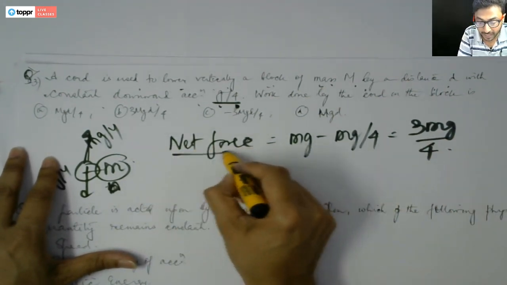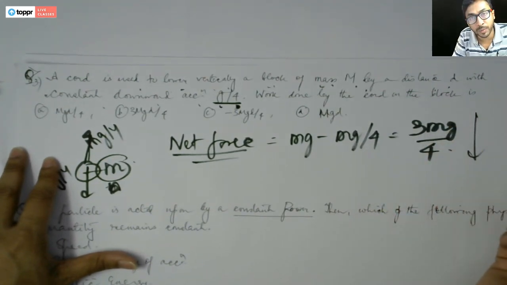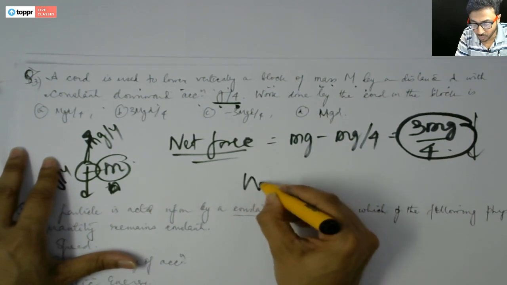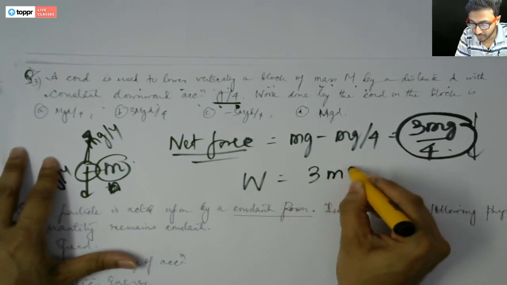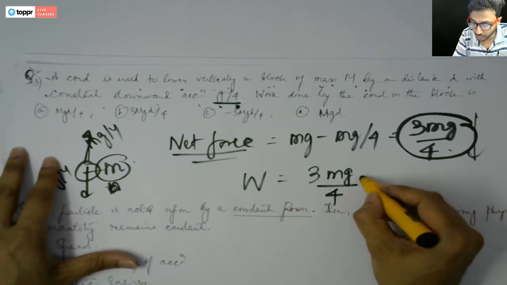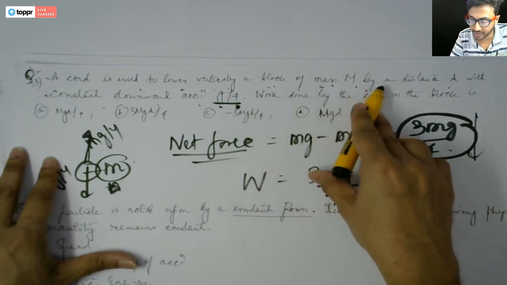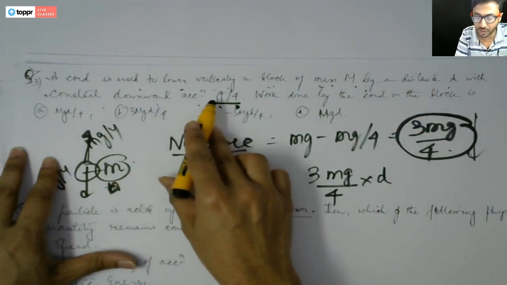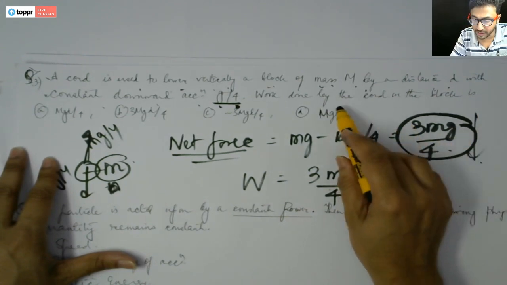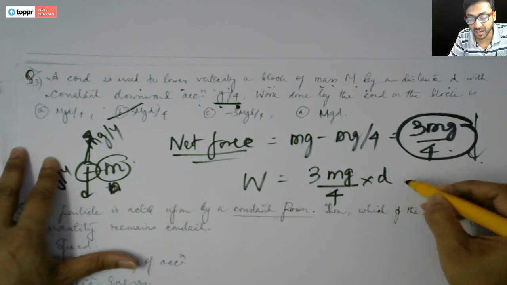The net force acting on the body is in the downward direction. Now what would be the work done? It is nothing but the net force into the distance. So work done is nothing but 3mgd by 4. The net force is in the downward direction and the displacement is in the downward direction, so it will be B. The answer is B.